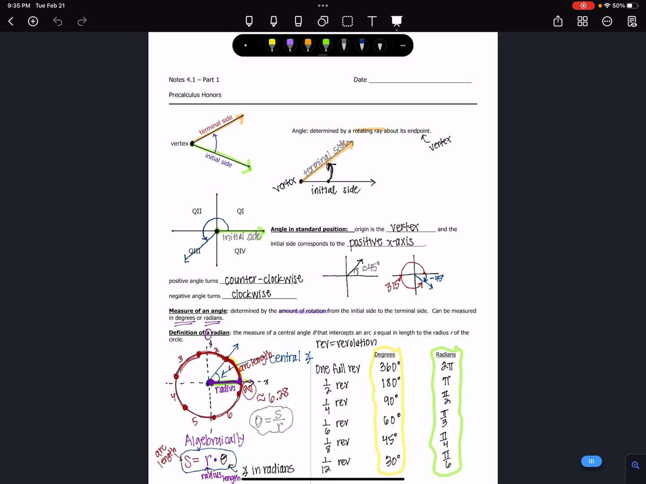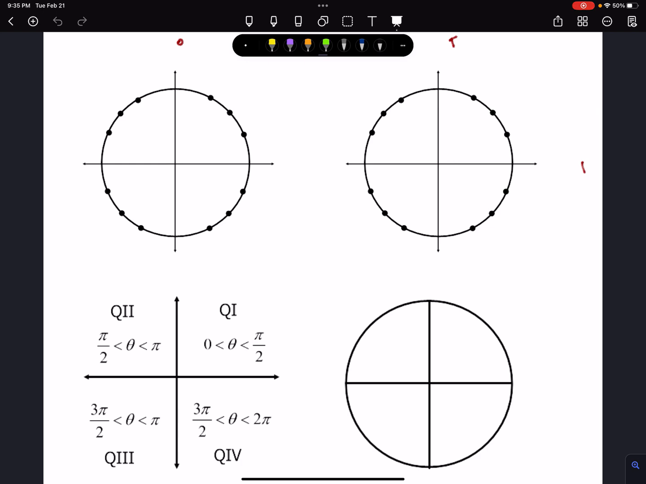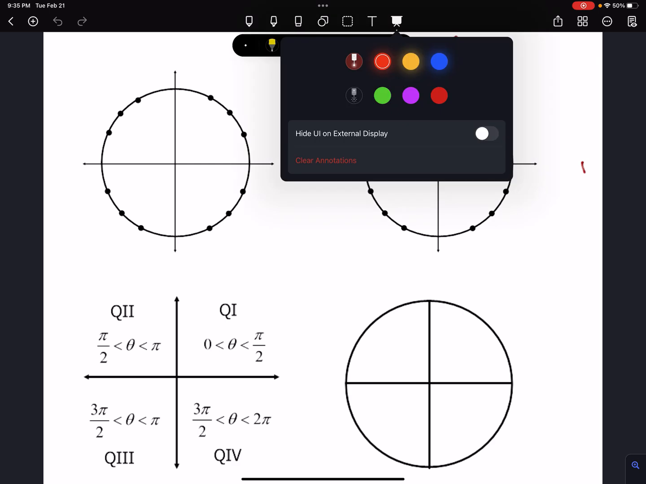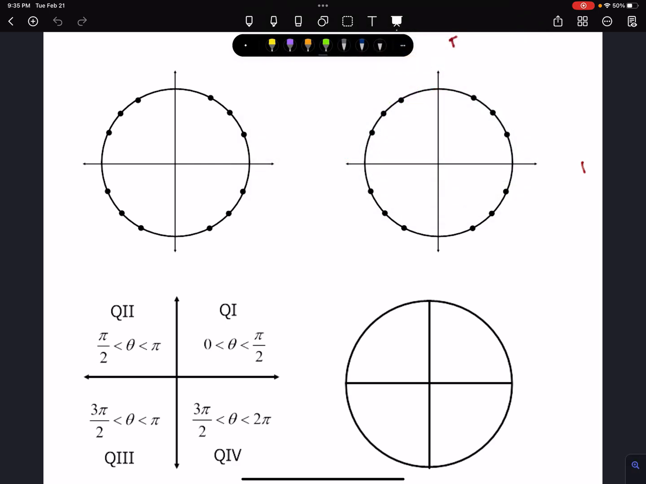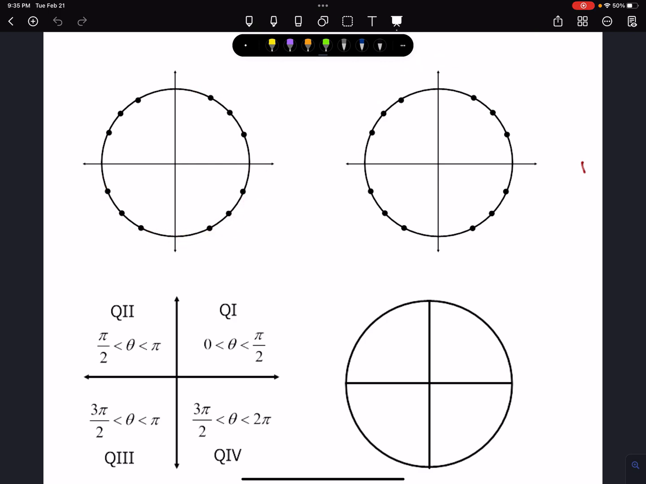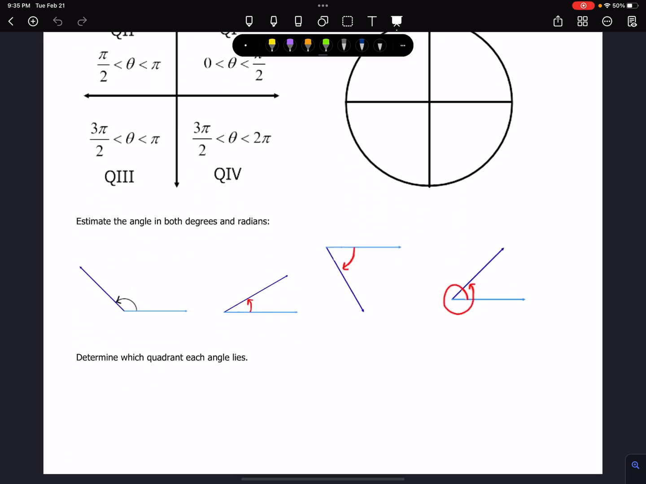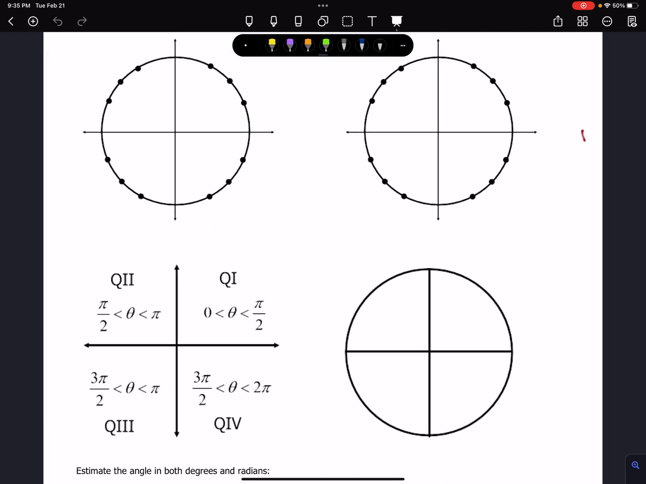Now in the next video, we're going to talk about those angles around the unit circle. So we're going to look at the unit circle right here. We'll do degrees, and then we'll do radians, and we'll talk a little bit more about maybe estimating angles, determining the quadrants, this right here.